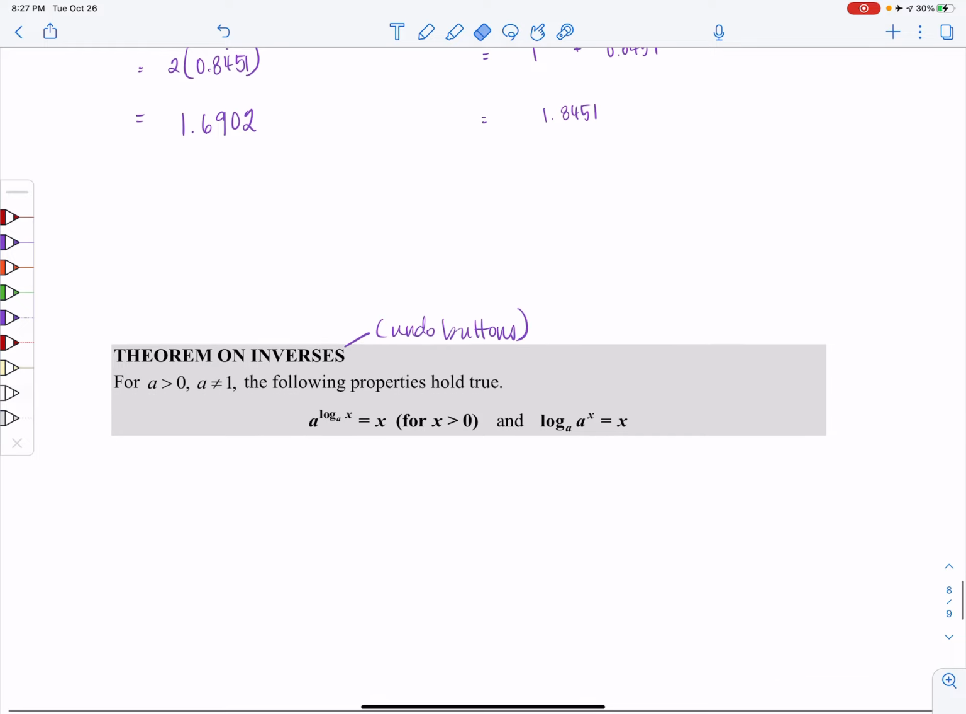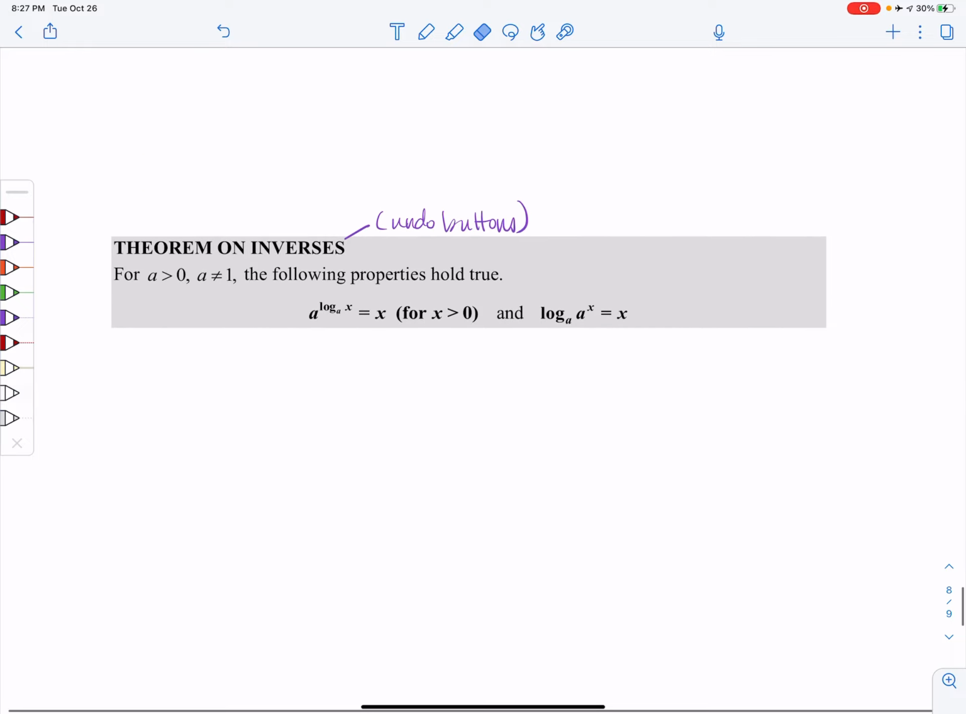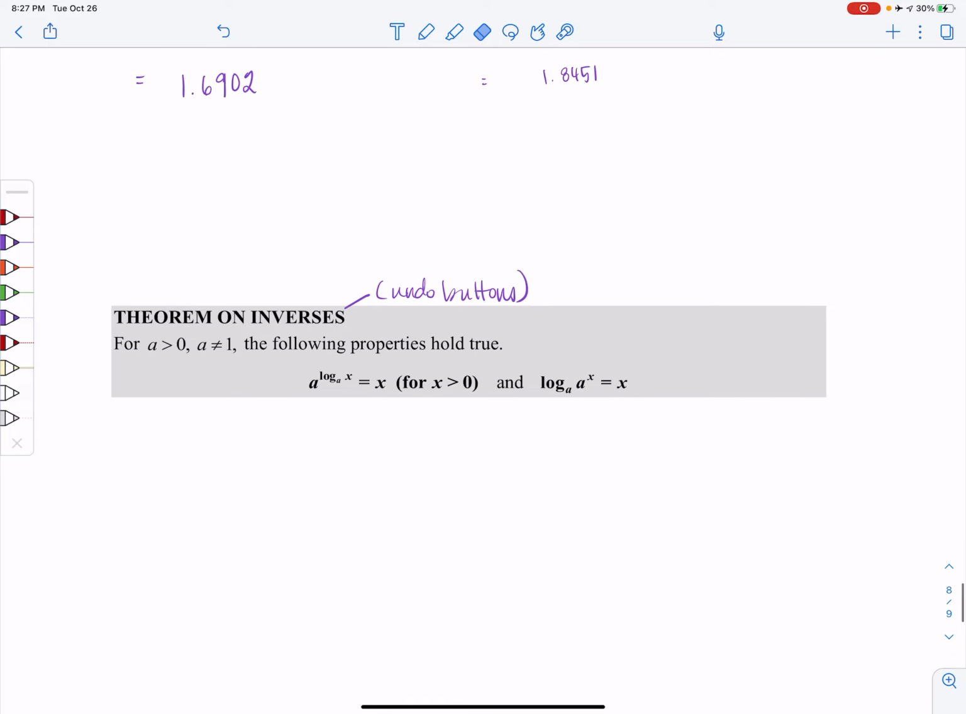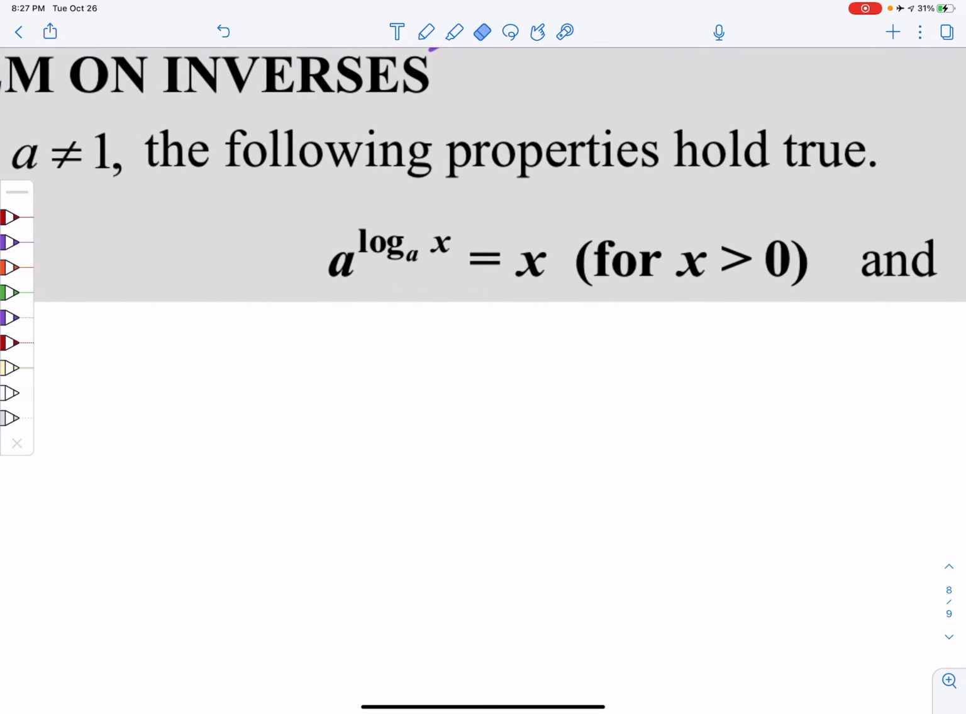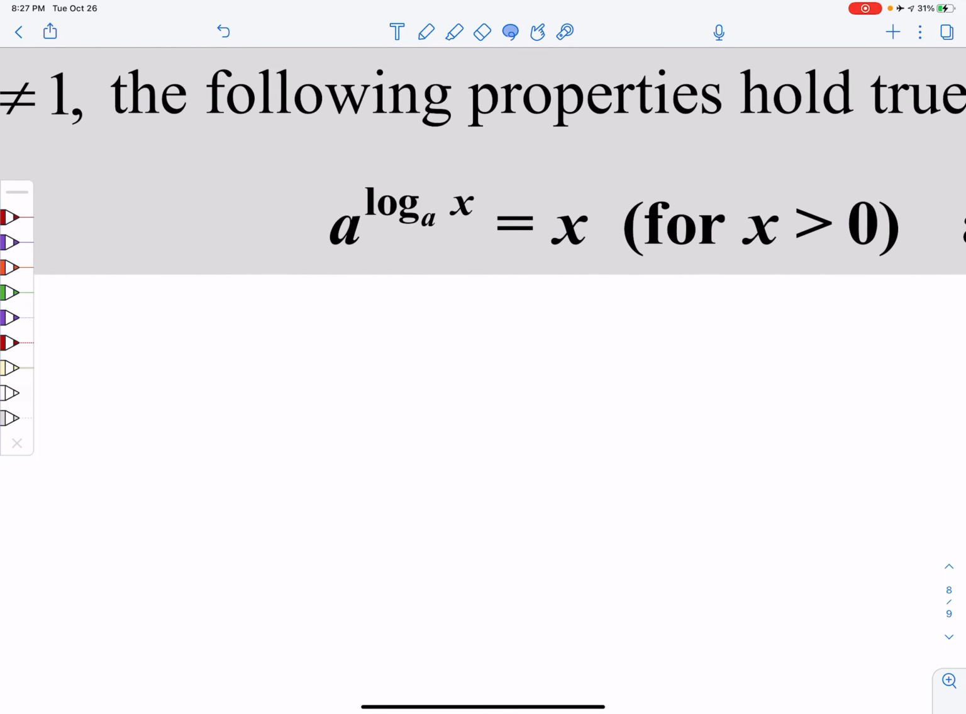Now, the last thing that this is going to touch on is simply a theorem on inverses. Remember that the word inverse, we could say these are undo buttons of each other. They undo each other. Two functions that are inverses are two functions that can undo each other. Once again, my a is positive, and it's not allowed to equal 1. When we take a look at this, notice that it starts out looking like an exponential. This is a base a raised to some power, but my power is a logarithm. And so what you need to understand is that exponents and logs undo each other. They're inverses of each other.